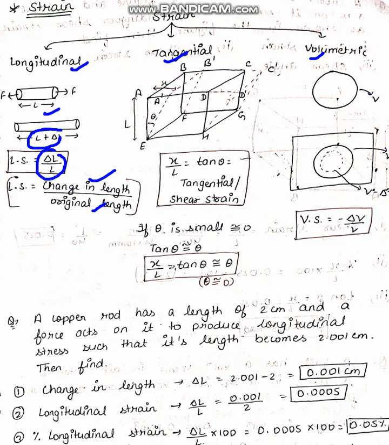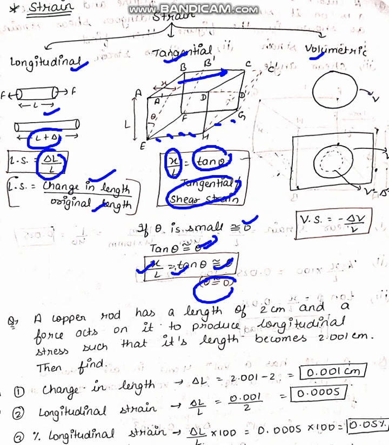Then for an example of tangential strain, suppose this is a cuboid and its top surface is given by ABCD. The bottom surface is fixed and we apply a tangential force on this cuboid, due to which the upper surface will shift with respect to the lower surface, or with respect to the original, through an angle theta. Then we define x by L as tangential or shear strain, which is also equal to tan theta, and for a small angle tan theta is approximately theta. So x by L is approximately tan theta, which is approximately equal to theta when theta is very small.